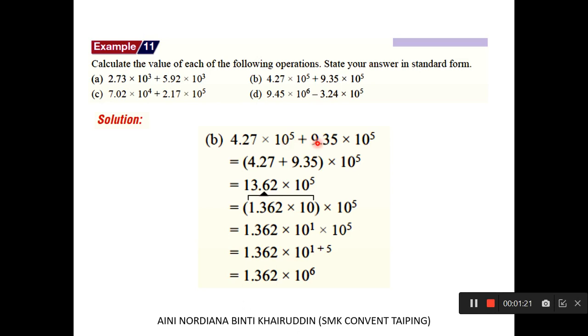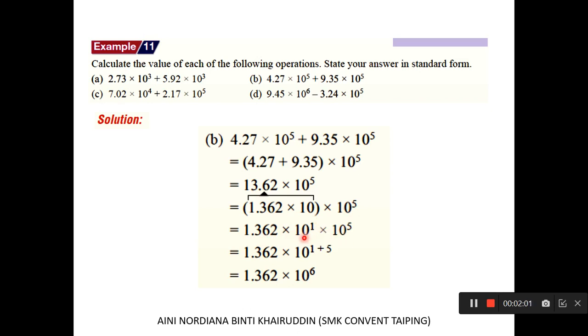Both are the same, 10 to the power of 5. So we just add these two numbers in the bracket. But when we add these two numbers, it becomes 13.62, which is not a standard form. So we have to change this to standard form first. 13.62 becomes 1.362 times 10 to the power of 1. This remains unchanged, times 10 to the power of 5. So 1.362 times 10 to the power of 1 times 10 to the power of 5.